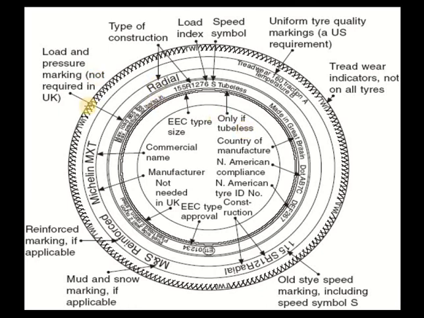Similarly, each and every company has its marking system on the tires. You can see the load and pressure marking, which is not required in the UK. The type of construction, radial type, and the load index and speed symbol are provided. The uniform tire quality marking requirement, tread wear indicators, and old style speed marking, including the speed control symbol, mud and snow if applicable.